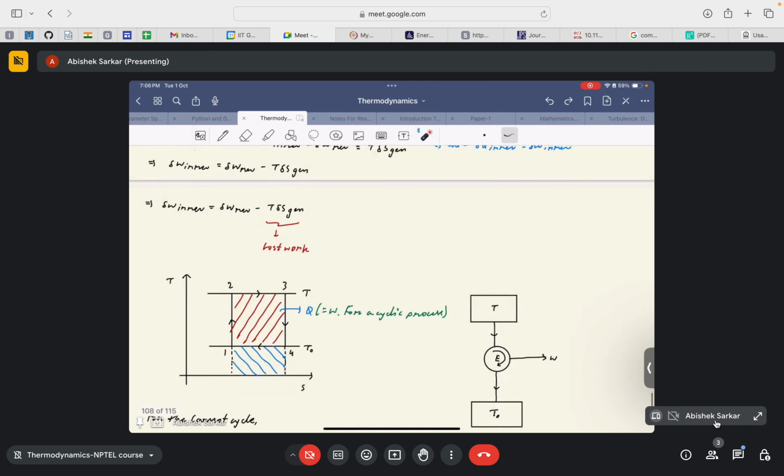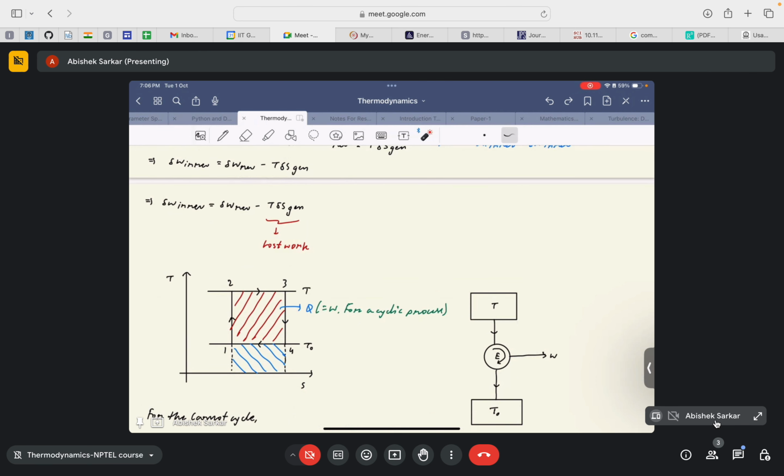If we go down, this TdS gen term is known as the lost work, because you can clearly see that there is a reduction in the irreversible case when compared to the reversible one. So this T into delta S gen term is known as the lost work.